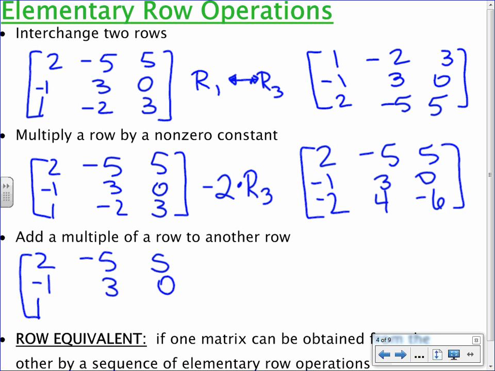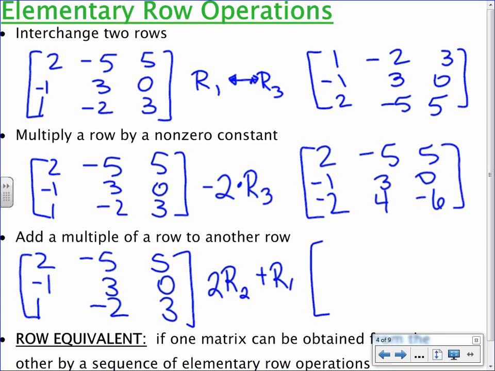So let's start out with our original matrix again. It is okay for me to say, all right, I'm going to take row 2 and multiply it by 2 and add it to row 1. And we can decide whether to replace row 1 or row 2. I'm going to replace row 1. So I'm going to take row 2, multiply it by 2, add it to row 1, and that's going to be my new row 1.